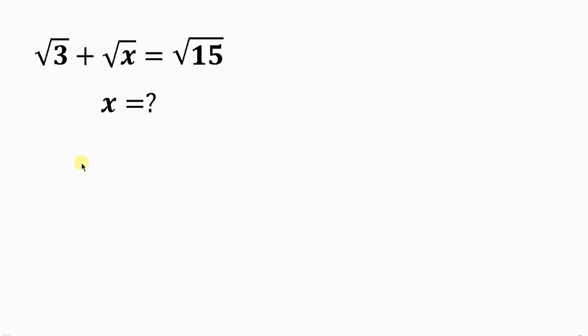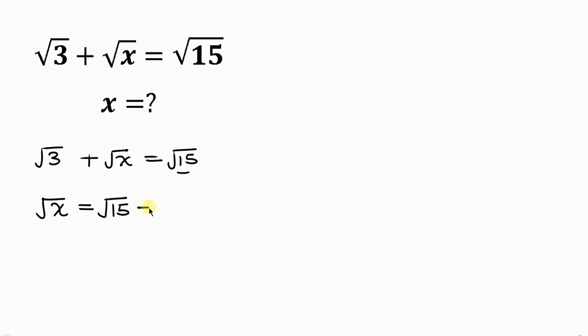We have a nice and beautiful question on the board that we're going to be solving. It says the square root of 3 plus the square root of x is equal to the square root of 15, and we're looking for the value of x. Well, our first step will be to move the square root of 3 to the right hand side so that we have the square root of x remaining on the left, equal to the square root of 15. And as the square root of 3 crosses to the right, it becomes negative square root of 3.